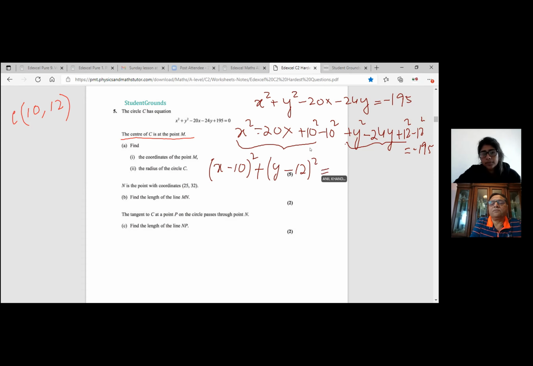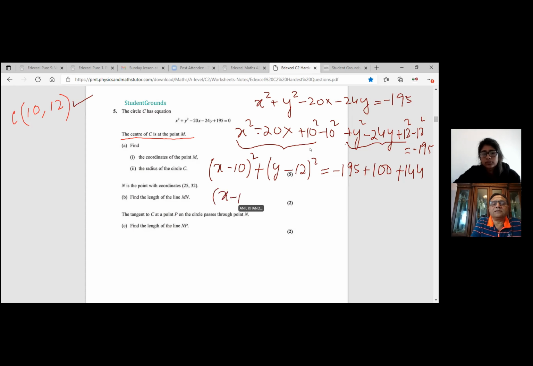So we already had minus 195. 10 square is 100 and 144 for 12 square. Is that clear? So on the left hand side, you see we got the center as 10, 12. So we have verified the center. And the square root of this will be the radius. So let's work this out.